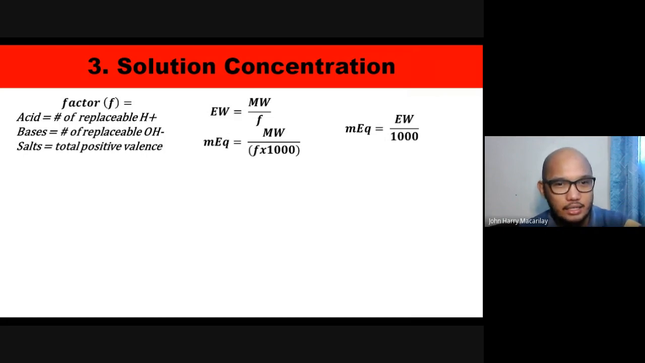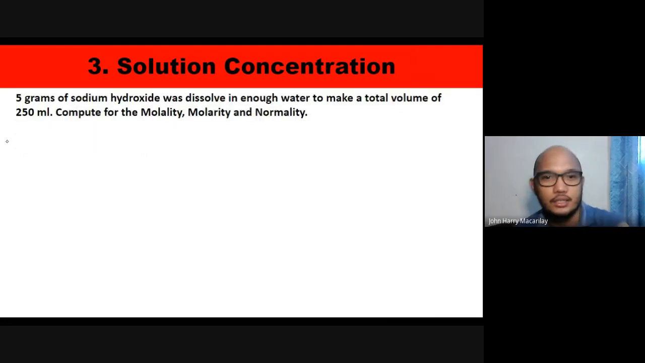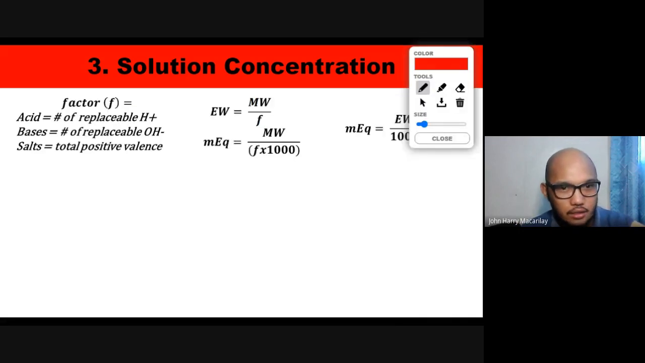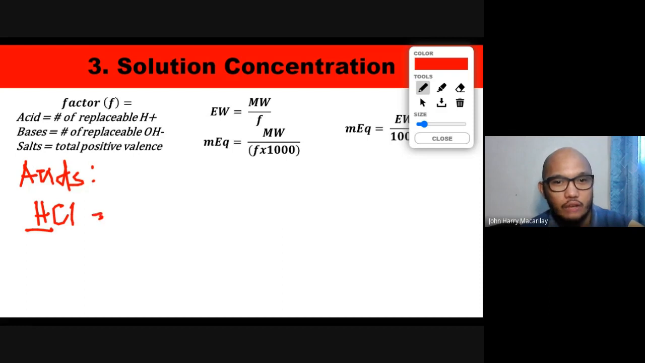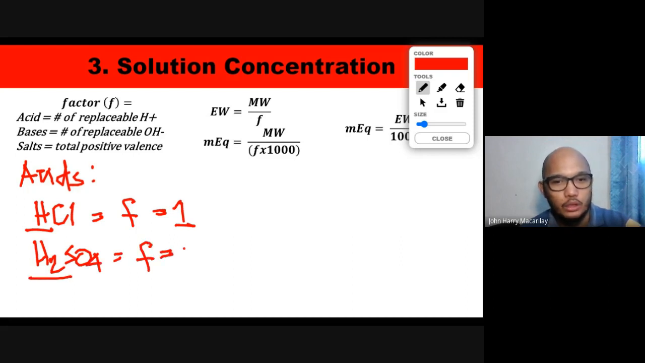For acids class, for example, for acids, so you have hydrochloric acid. How many hydrogen? So you have one. So it means its factor is 1. So it can only donate one hydrogen, or it will only replace one hydrogen. What about sulfuric acid? We have H2SO4. How many hydrogen? You have 2. That's why the factor would be 2.